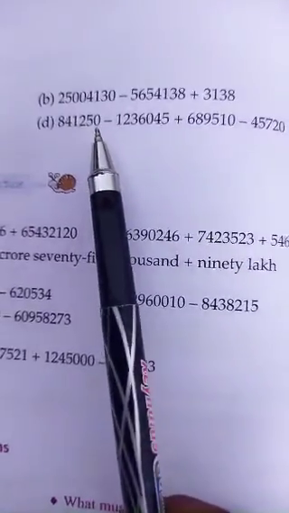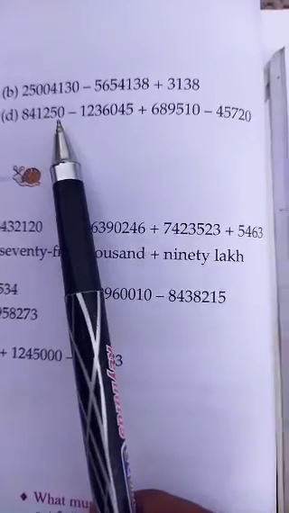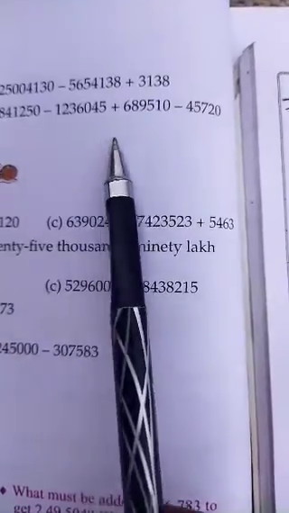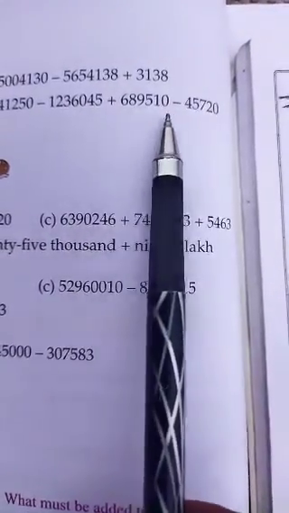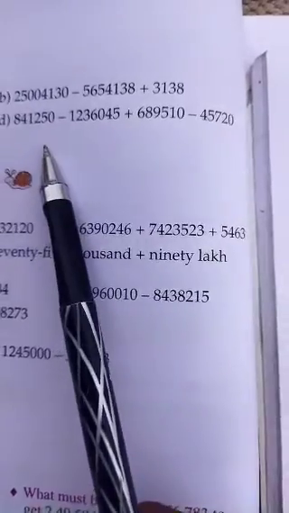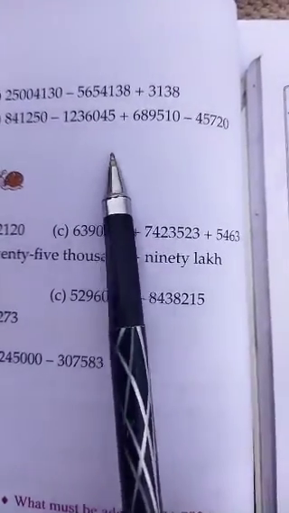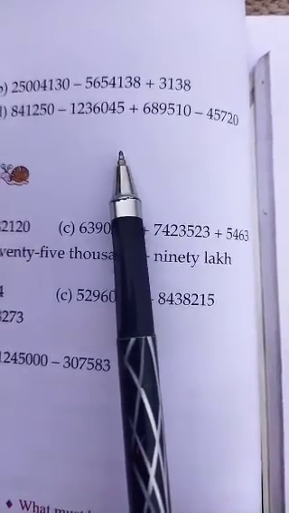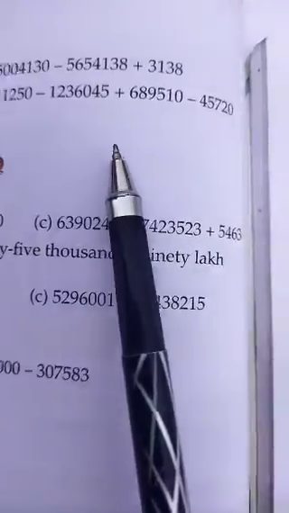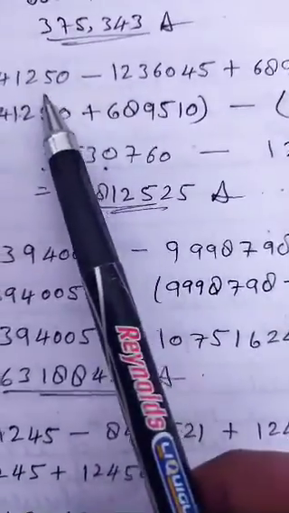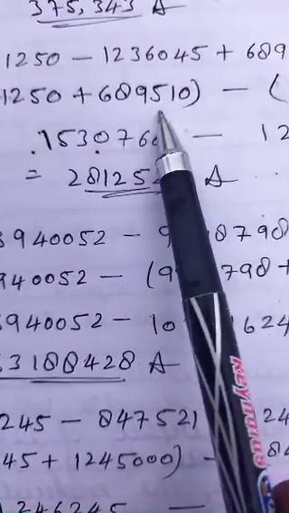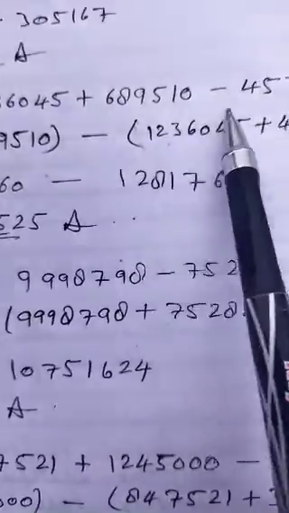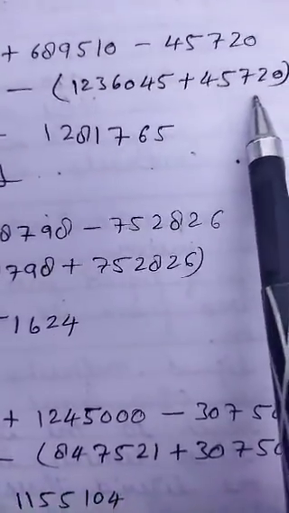Now 7th D. See, here two numbers are of plus, first and third. These two numbers are of plus. Then second and fourth, these two numbers are of minus. So how will you do it? You will add the first and third numbers together and the second and fourth numbers together, and the answers we get after adding will be subtracted from each other. See how. First and third numbers will be added together, then minus sign will be there, then second and fourth numbers will be added together.